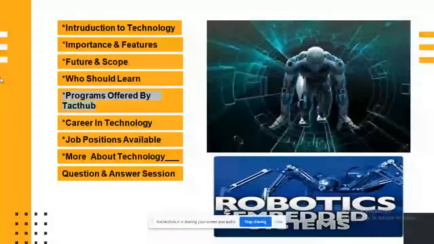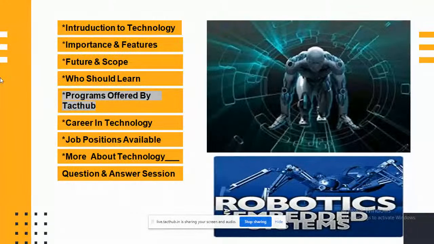And what we will cover in this particular 2 hours is the introduction to technology, importance, features and scope, and why we should learn this technology. Though the name given for today's topic is embedded or robotics and embedded system, it's a very vast field. But through that, we will try to cover within this span of 2 hours most of the interdisciplinary topics needed for this technology.